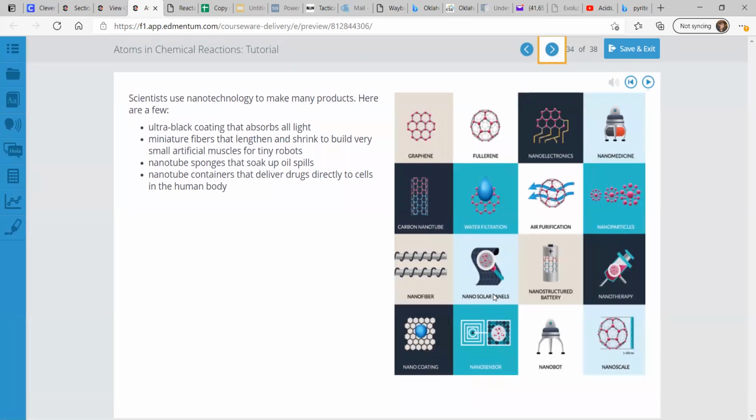Scientists use nanotechnology to make many products, and here are a few. Ultra black coating that absorbs all light, miniature fibers that lengthen and shrink to build very small artificial muscles for tiny robots, nanotube sponges that soak up oil spills, nanotube containers that deliver drugs directly to cells in the human body. And here's some more pictures.